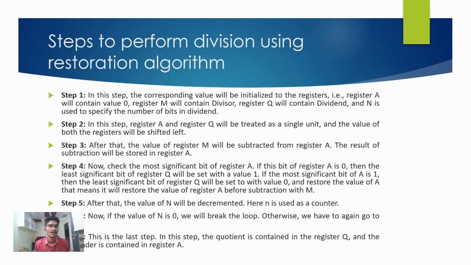And at the fifth step, the value of N will be decremented to check the number of shifts, and N will be used as a counter. Now, if the value of N is 0, then the loop will break. Otherwise, the loop will continue and perform the second step again. This is the last step, which means that the quotient is contained in the register Q and the remainder is contained in the register A.